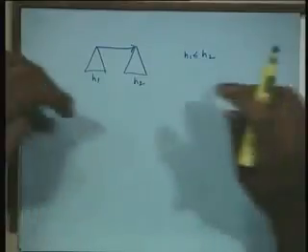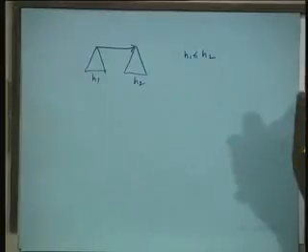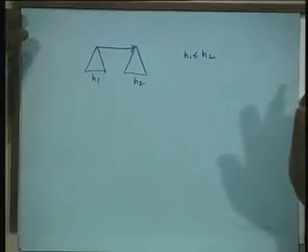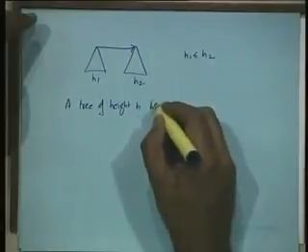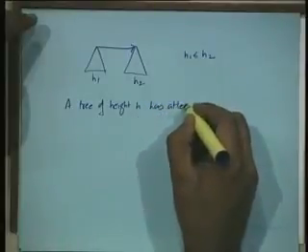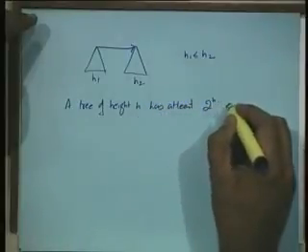How will I prove this? What is the claim I should try to make? This holds true for all trees. What holds true? So a tree of height h, what should I try and prove? A tree of height h has at least 2 to the h nodes. Good.